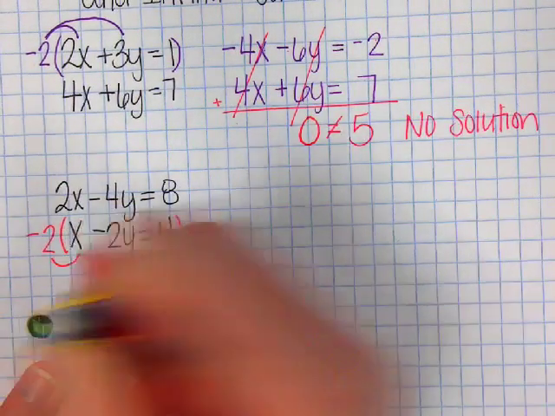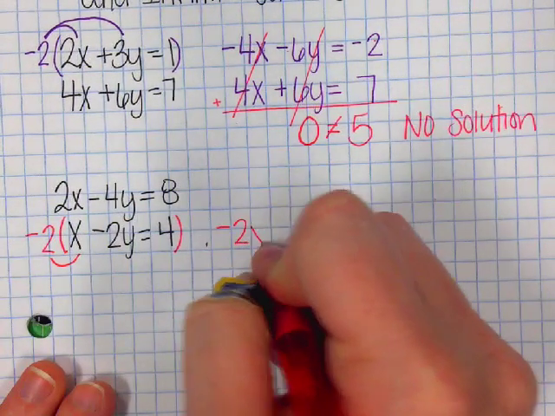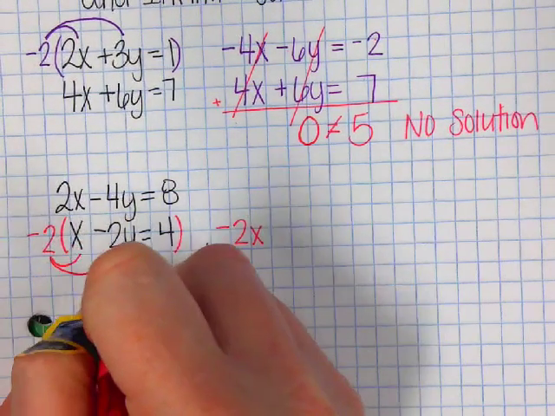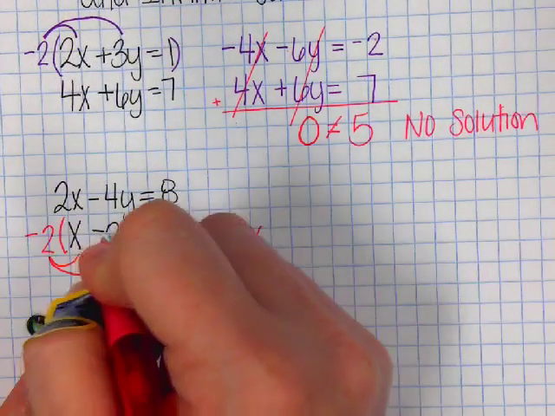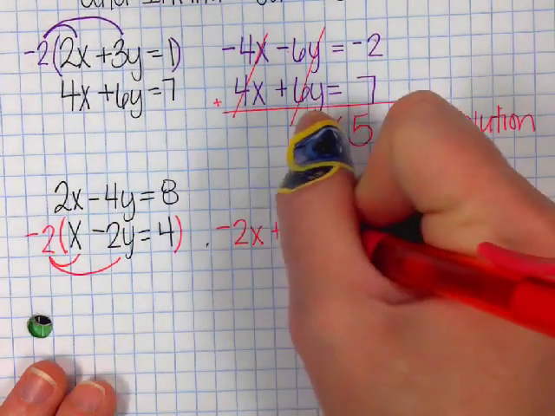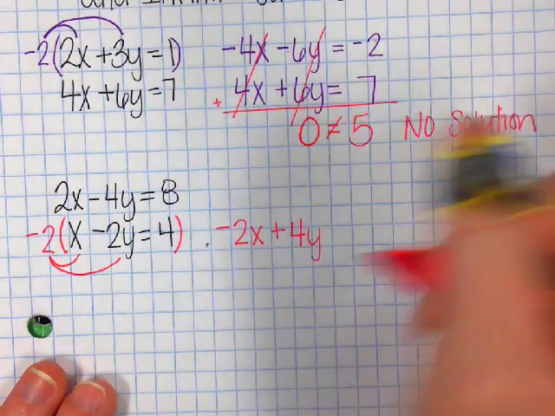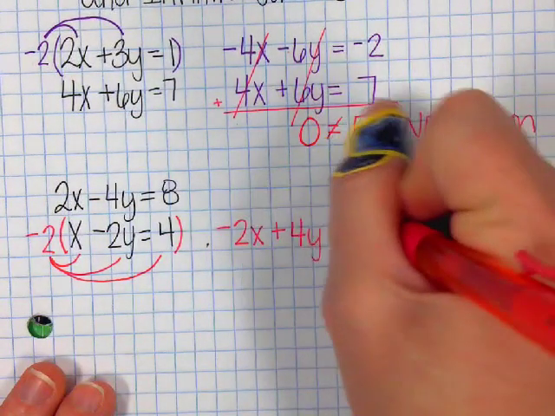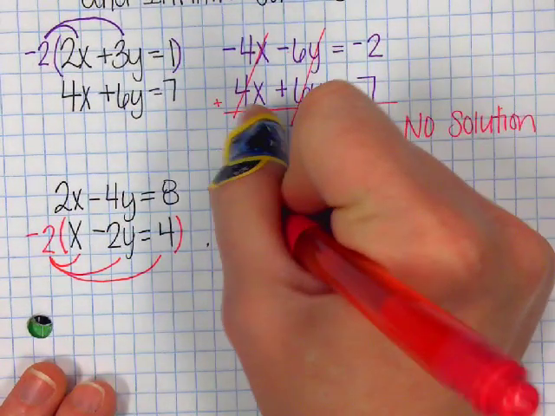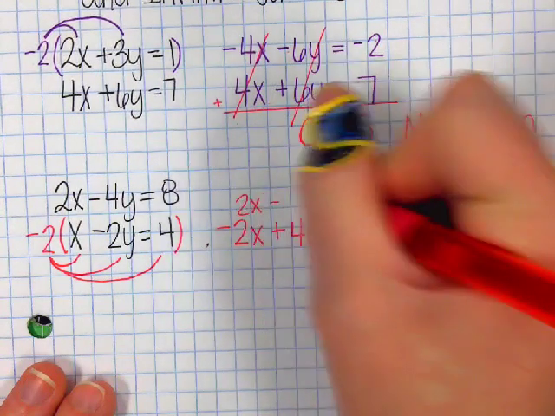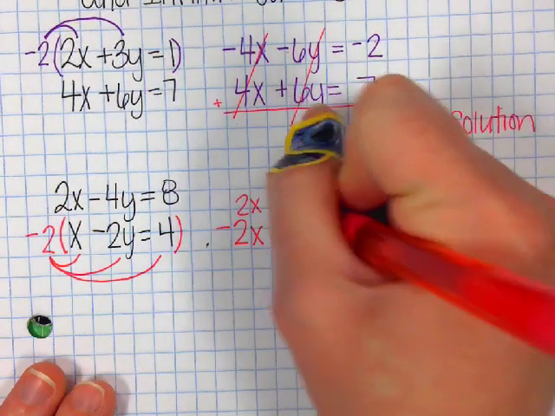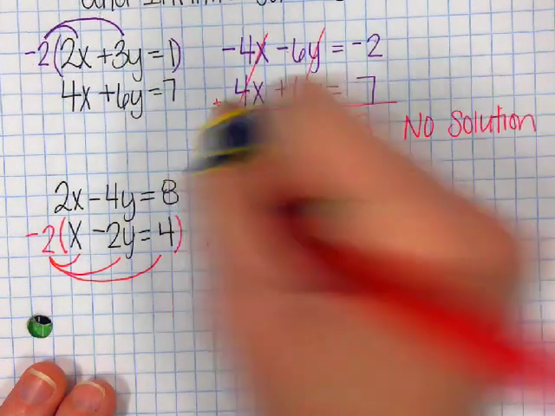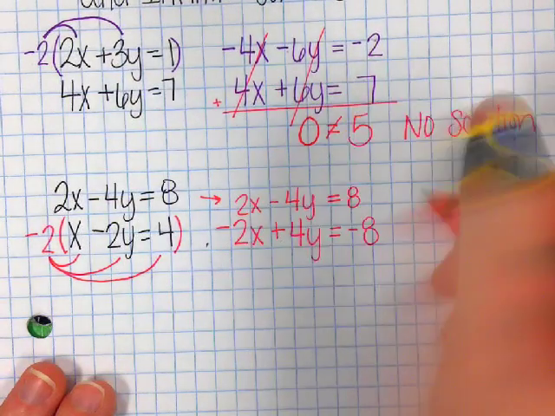So -2 times x would be -2x. -2 times -2y, a negative times a negative, would be positive 4y. -2 times 4 would give you -8. So then we have 2x minus 4y equals 8. I'm just rewriting that equation.